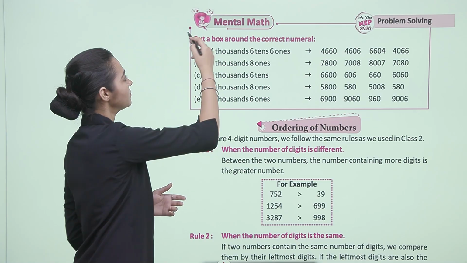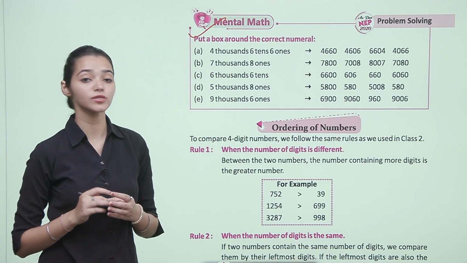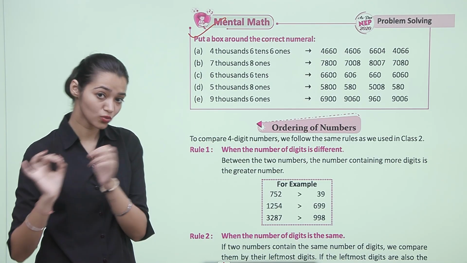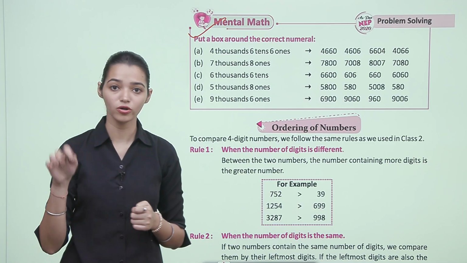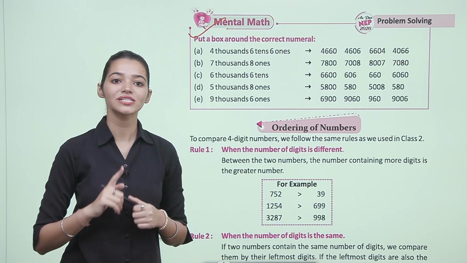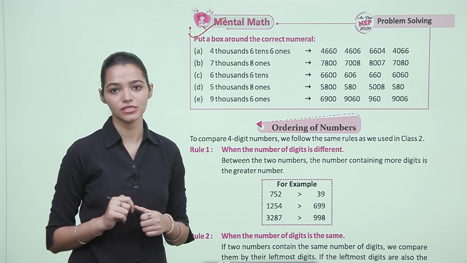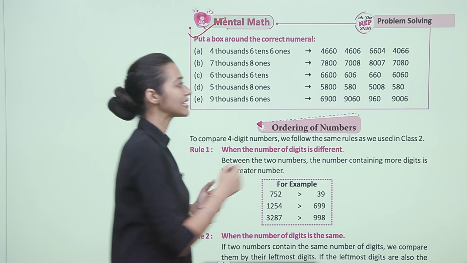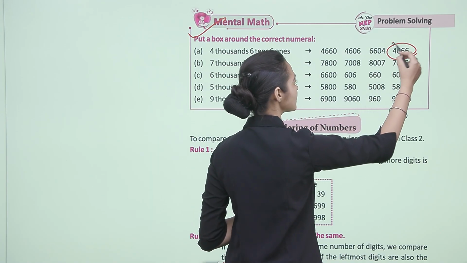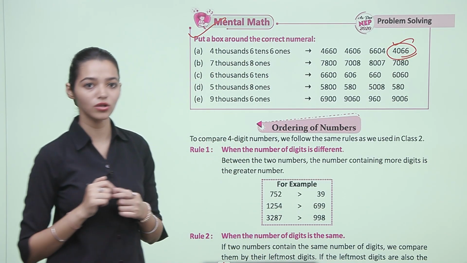Now let's look at the mental maths. We have to put a box around the correct numeral. Which one is the correct number, we will put a circle or a box around it. 4,000, 6 tens, 6 ones. Now 4,000, 6 tens and 6 ones will be this number. That's how you have to complete all these.